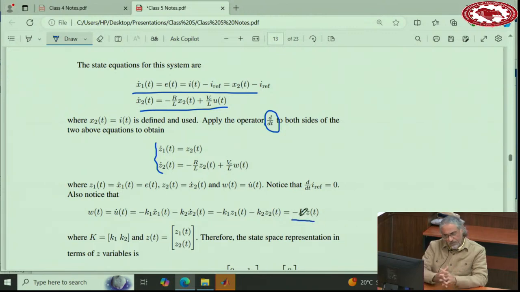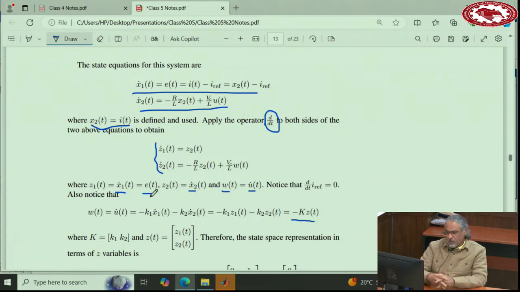So it's a standard LQR problem. And more importantly, the first variable Z1, which is the derivative of X1, is equal to the tracking error. We proved that before, but here it is also clear. And Z2 is the derivative of X2, which is the current, so the rate of change of variation of current. And W is the rate of change of variation of the modulation index.